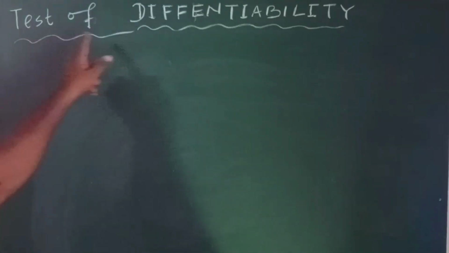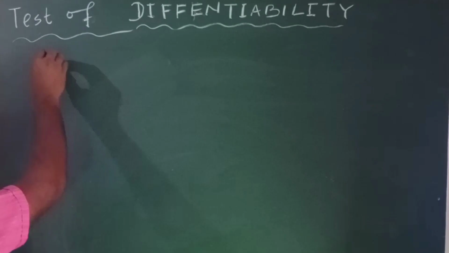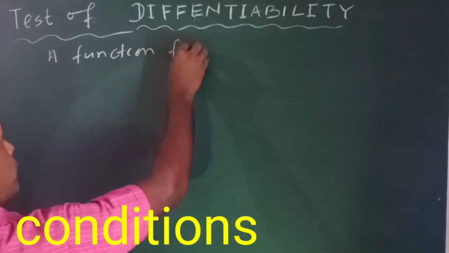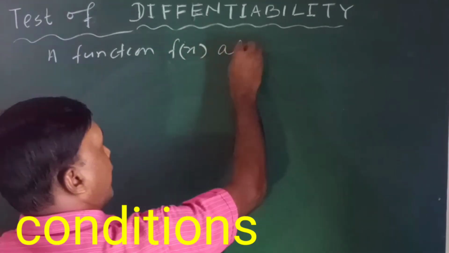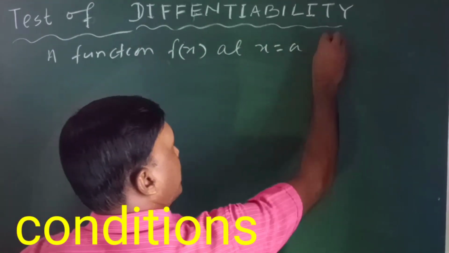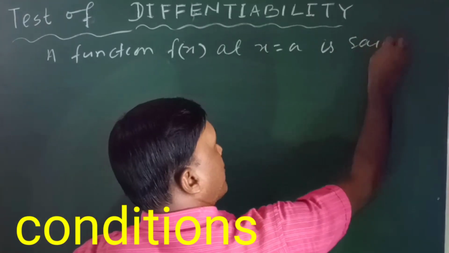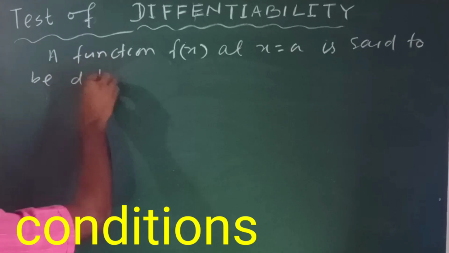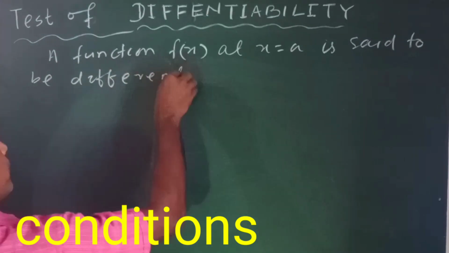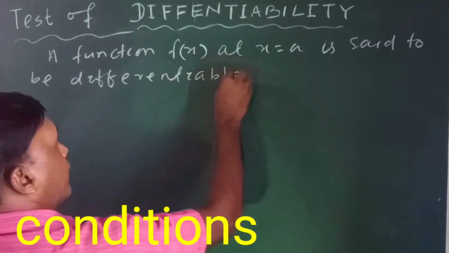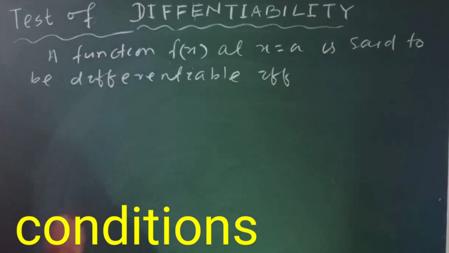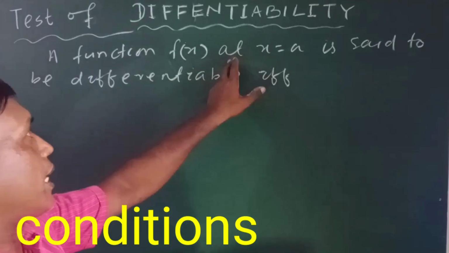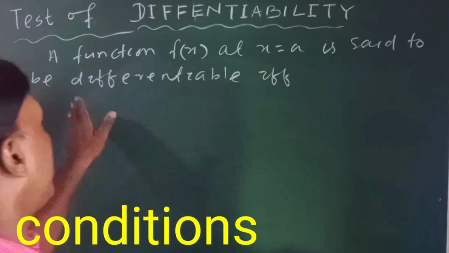So now, test of differentiability. A function f of x at x is equal to a is said to be differentiable if... So what is the condition of differentiability? A function f of x at x is equal to a is said to be differentiable.